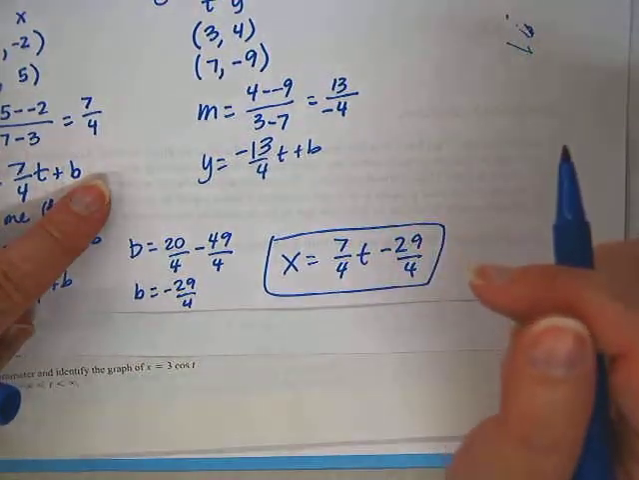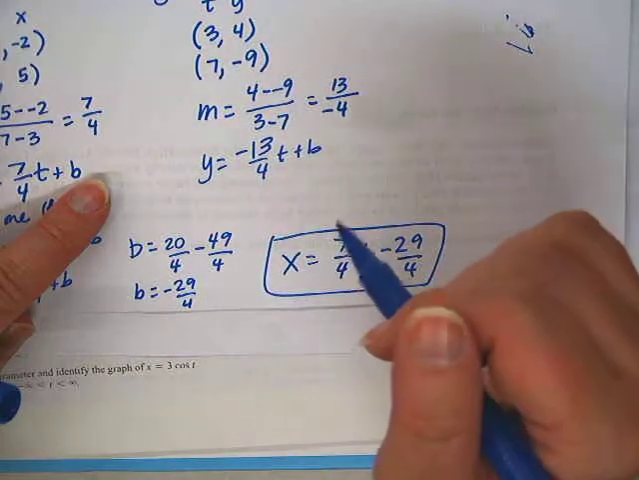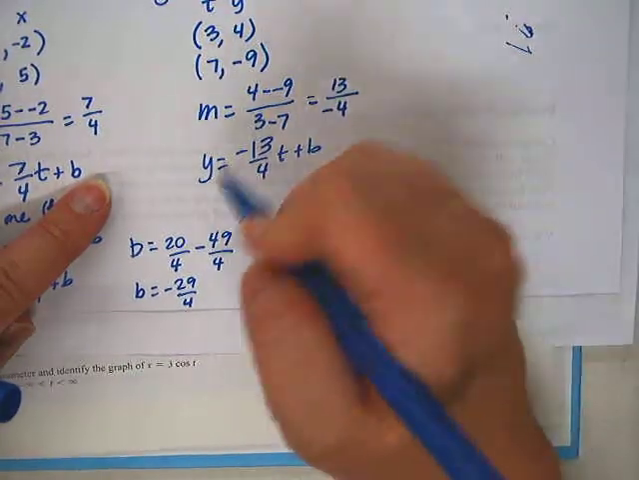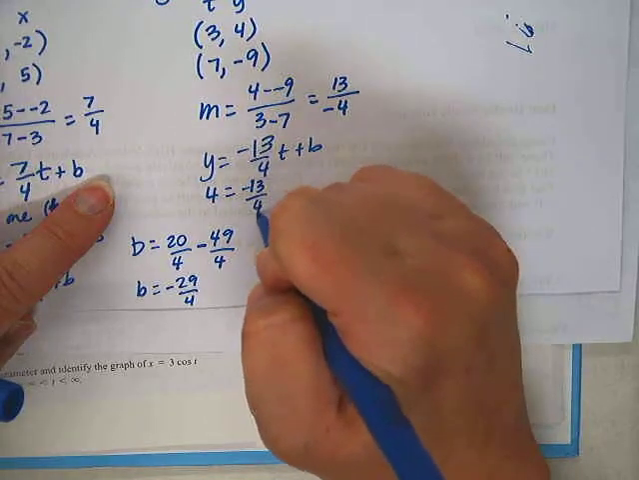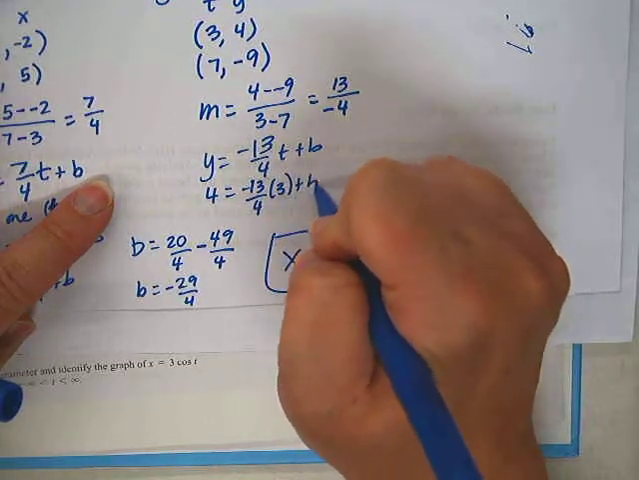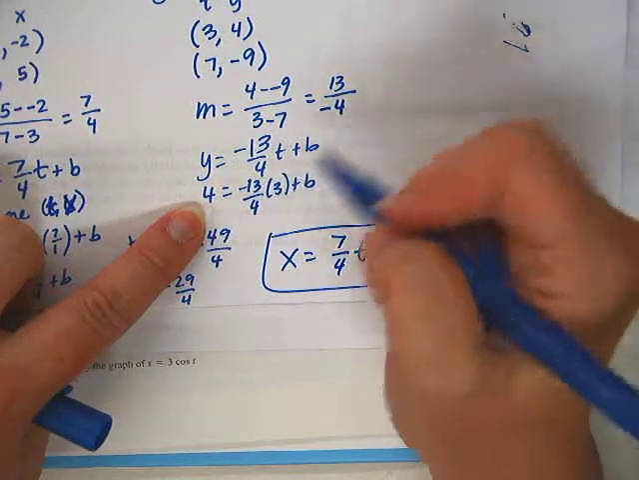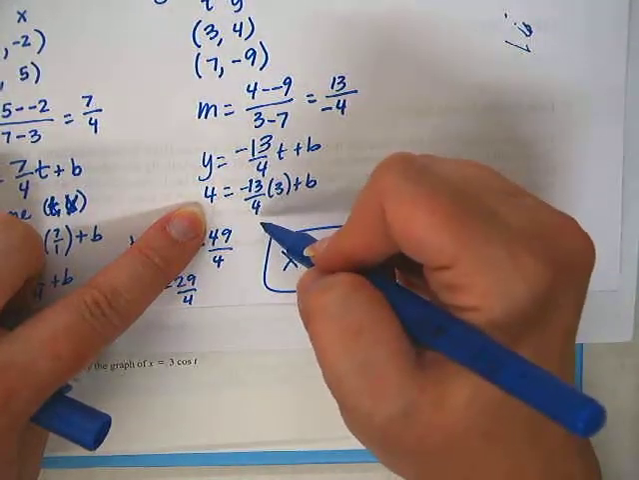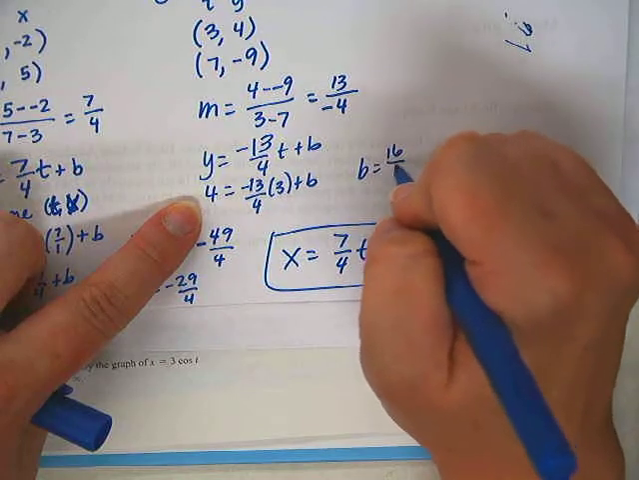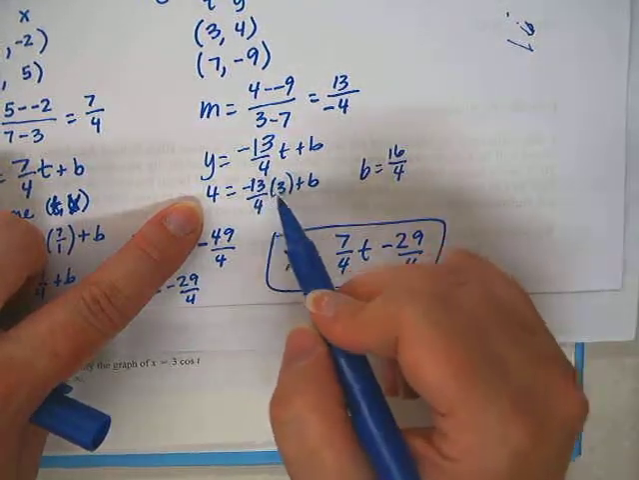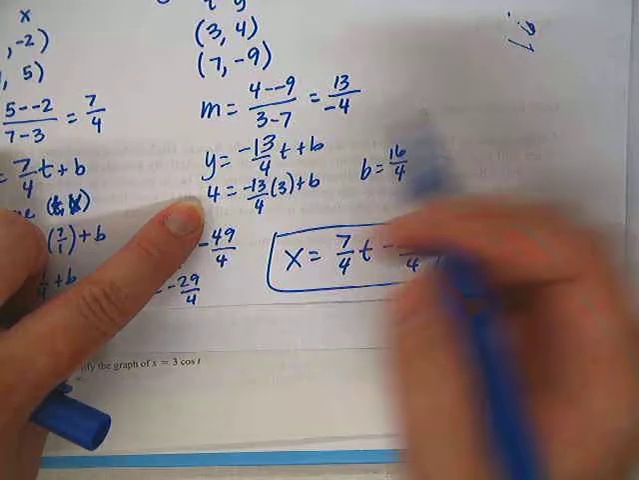So then we have y equals negative 13/4 t plus b. We need to solve for b. So let's plug in one of the points. Do you want to plug in 3, 4, or 7, negative 9? Okay, plug in 3, 4. So 4 here, 3 here. So that means 4 equals negative 39/4.